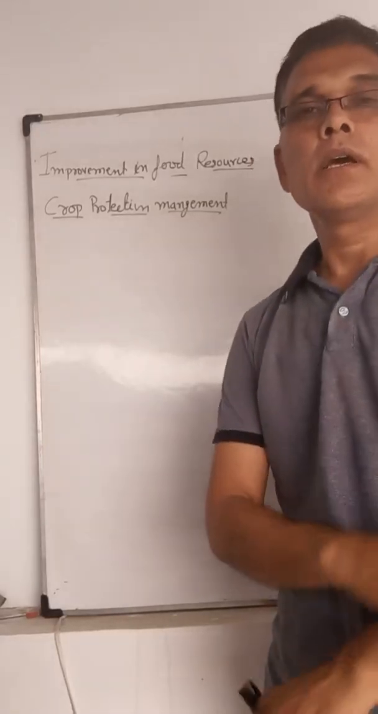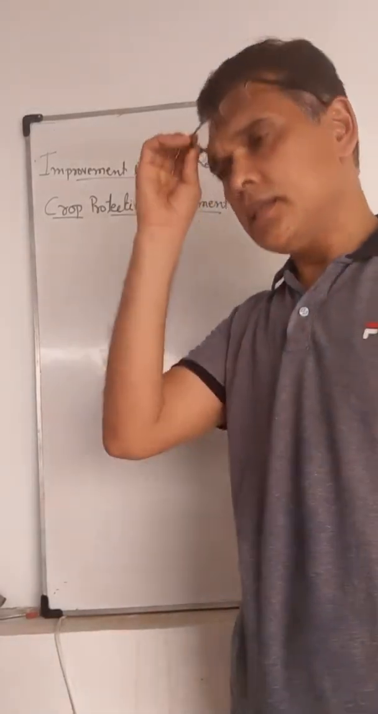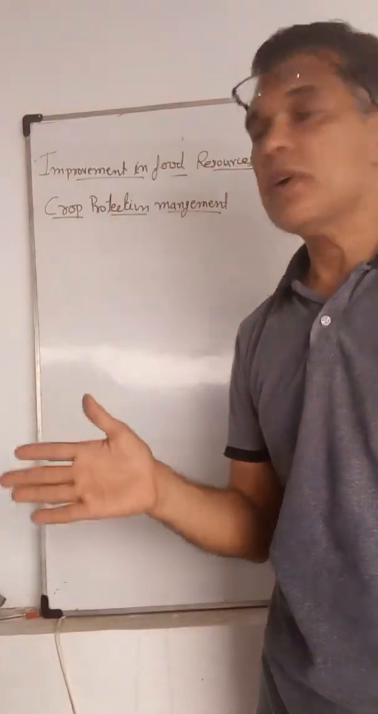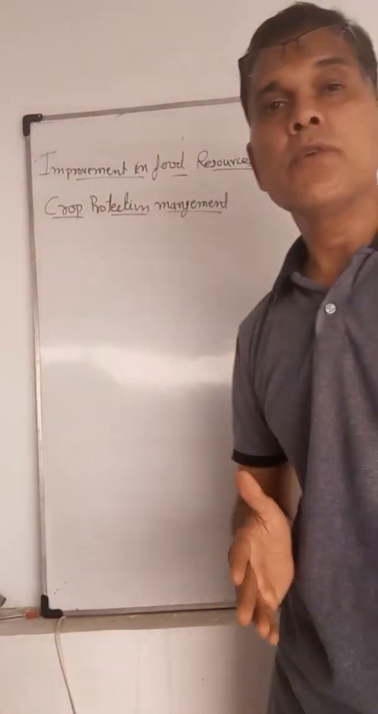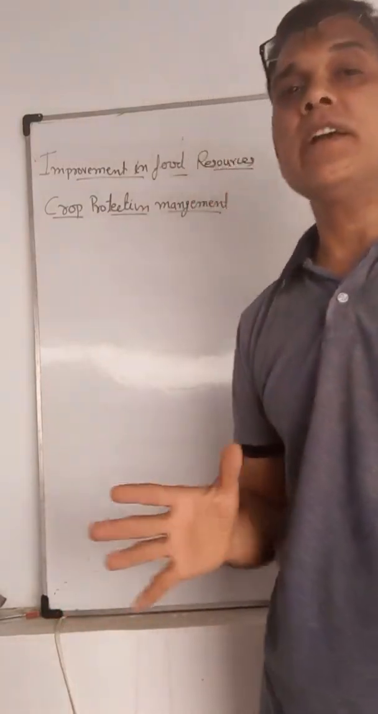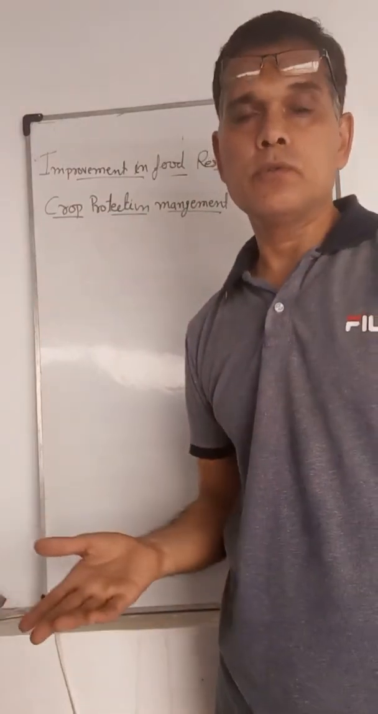Hello student, we studied that there are three methods or three ways to increase crop production. First is crop variety improvement. We improve the different types of crop varieties, due to which production will be improved.